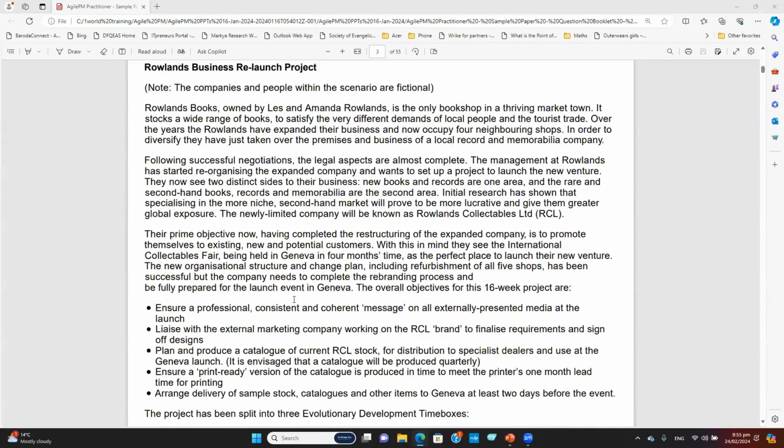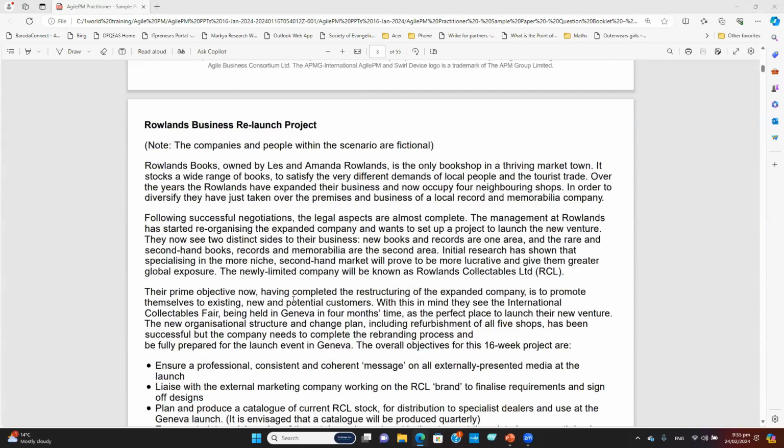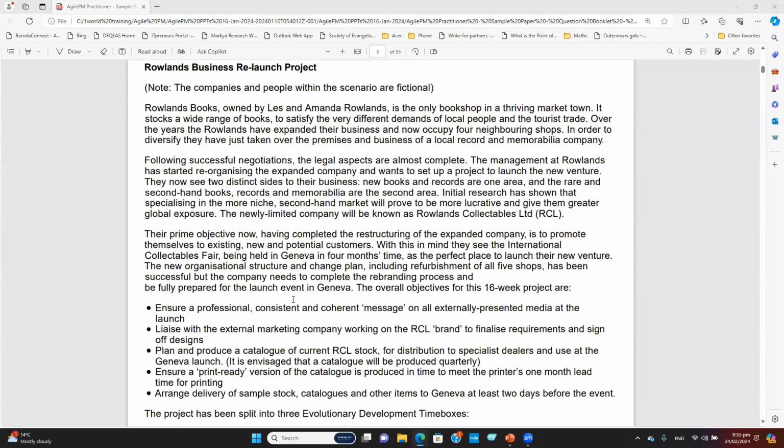Now, this is a sample scenario, so they would give you a general context about a particular project. So in this sample paper, you have a business called Roland's Business Relaunch Project. It is a fictional situation. So they would give you a context about what this particular project is all about, and about the organization. For example, the first paragraph talks about Roland Books, owned by a couple of individuals, Les and Amanda Rolands.